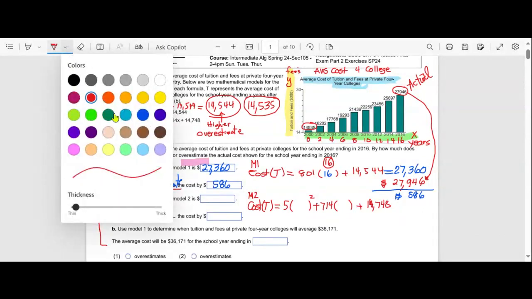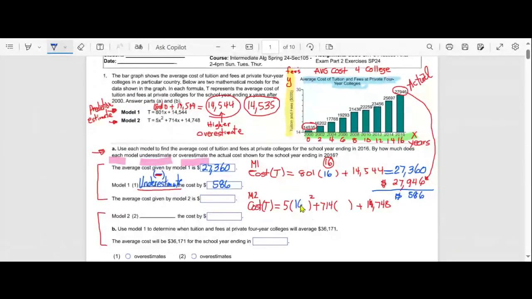Now, what should we do in the parentheses? What number? We're going to put 16. Use the calculator and tell me how much. Square the 16 times 5, then multiply 16 times 7,104, and then you add 14,748. I just want to put it in the same color, okay? Yellow. Who can tell me?